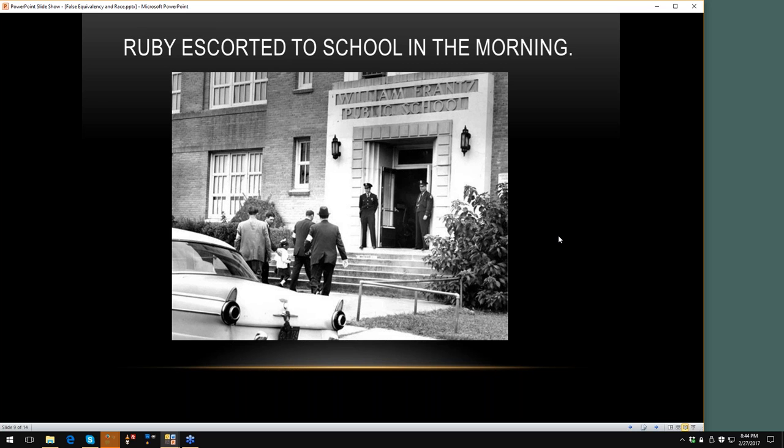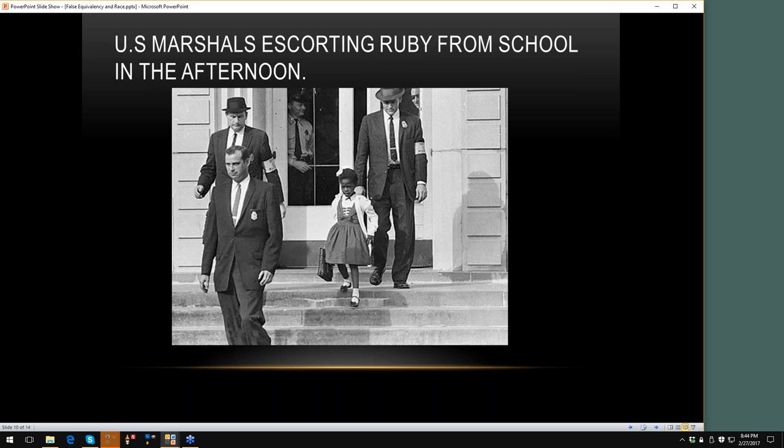I've got one picture to show you of that. I couldn't find as many as I was hoping for, and I was really crunched on time. This is another picture of her coming out of school at the end of the day, again being escorted to a car and taken away.